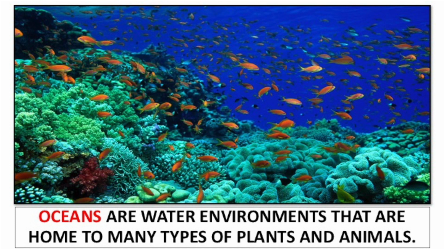And finally, oceans. Oceans are water environments that are home to many types of plants and animals. Yes. Any humans live in the ocean? No, no humans live in the ocean. Humans can't live underwater. But what can you see lots of? What's the main type of animal? Fish. Thousands of different types of fish. And thousands of different types of plants too.